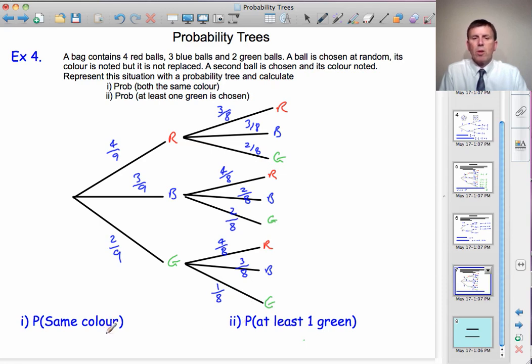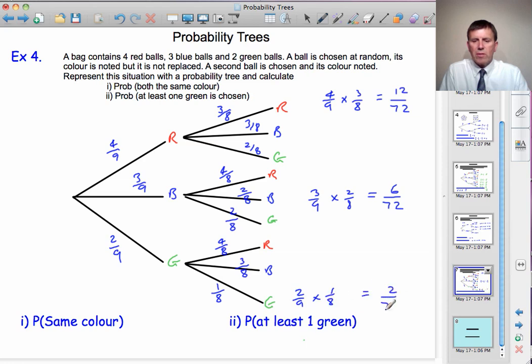So probability that they're the same colour, that means 2 red or 2 blue or 2 green. So we're looking at 4/9 multiplied by 3/8. 4 times 3 is 12 and 9 times 8 is 72. 2 blues, that's 3/9 multiplied by 2/8. 3 2s are 6, 9 8s are 72. And finally 2 greens, 2/9 multiplied by 1/8. 2 times 1 is 2, 9 8s is 72.